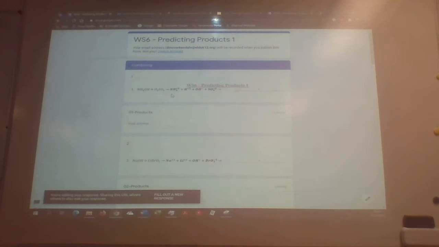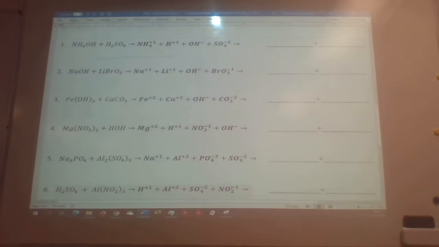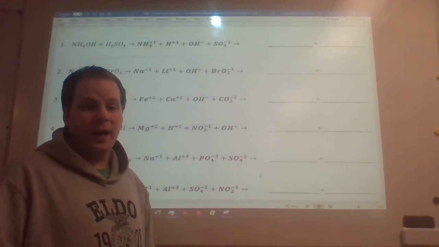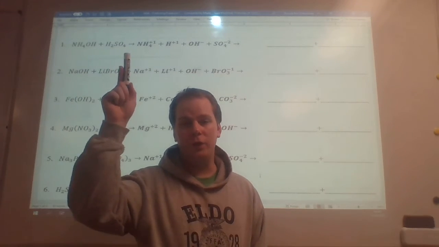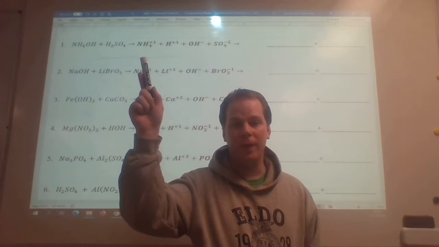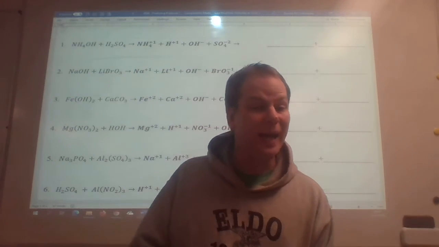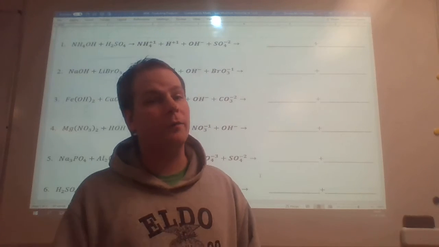Now, for the sake of your eyes and you not going blind, I am going to work this in this format so it's a little easier to see. So hopefully that will help. Now, what we're doing today, we have taken our two compounds, our two reactants, and we have split them into their cations and their anions. So what we need to do now is recombine them to form the products of the reaction.